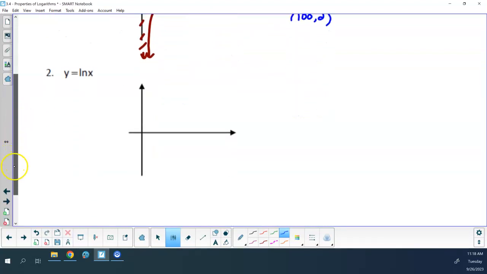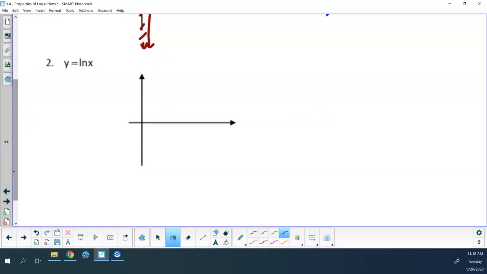Natural log of x, a different function. Same thing, let's graph it. Still going to have x equals 0 as a vertical asymptote. Will it go through the point 1, 0? Because what's the exponent that I have to put on e to get 1? 0. Yep. So it still goes through the point 1, 0.